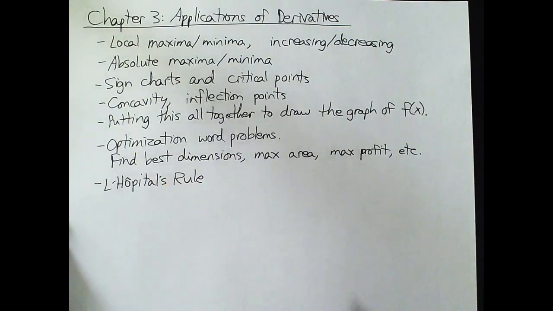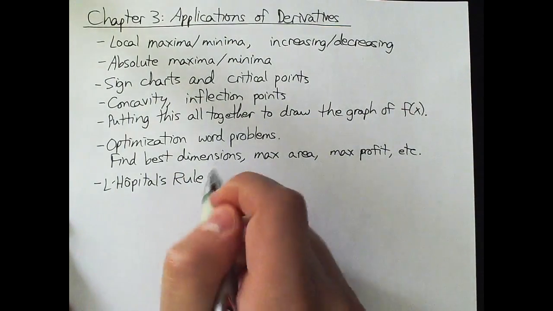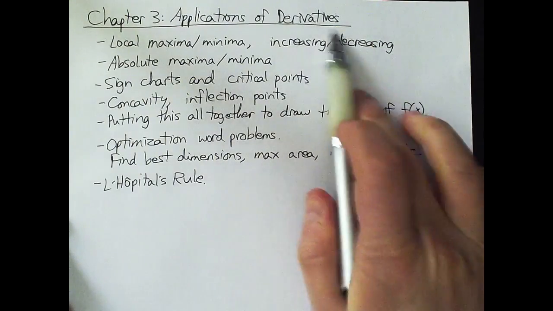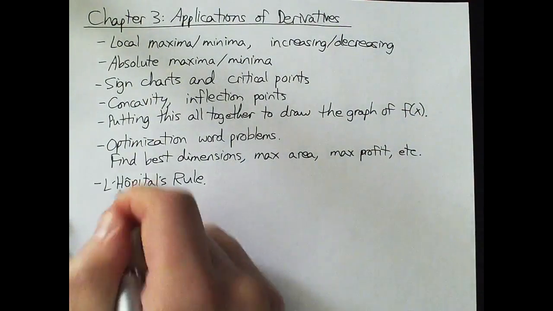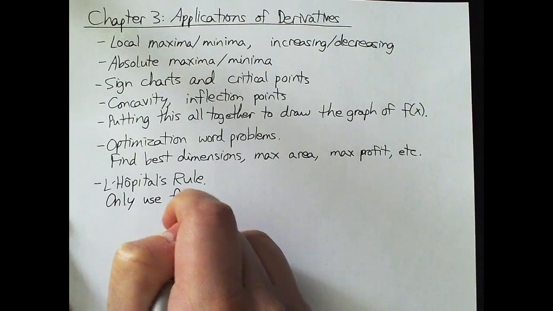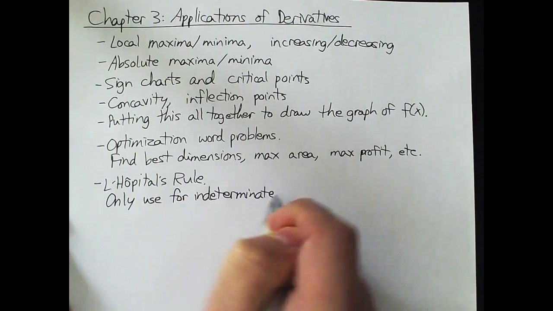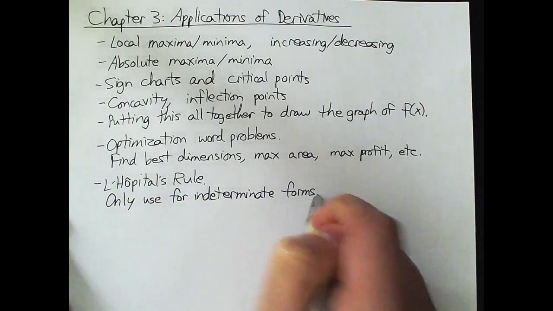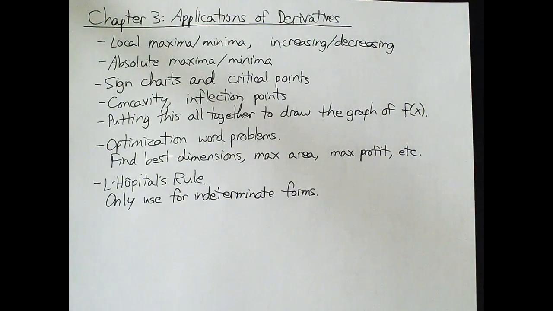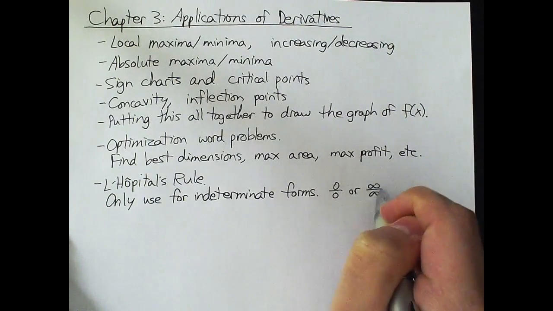Now, it feels like L'Hopital's rule should go with limits, which was chapter 1, but we couldn't do L'Hopital's rule in chapter 1 because we needed all those derivative rules. What I want to remind you about this is that you should only use this for indeterminate forms, because there were some limits that we did back in chapter 1 that were just not indeterminate forms. This is for 0 over 0 or infinity over infinity forms.